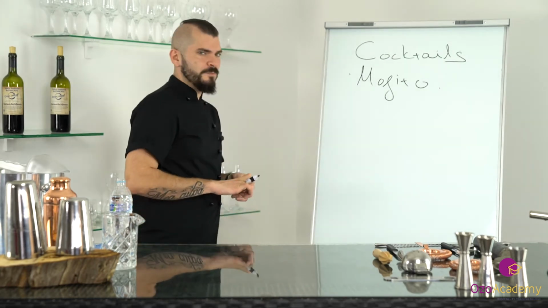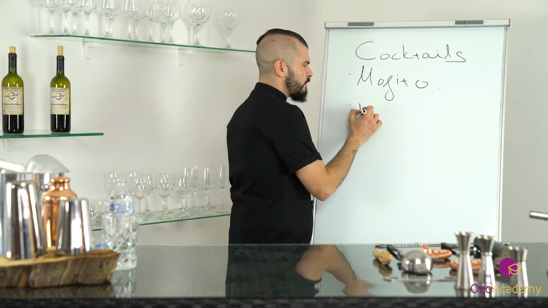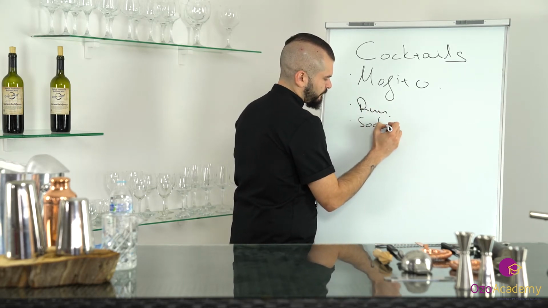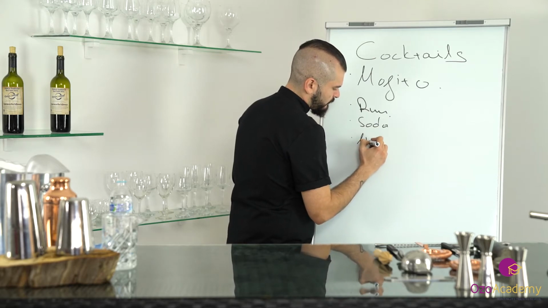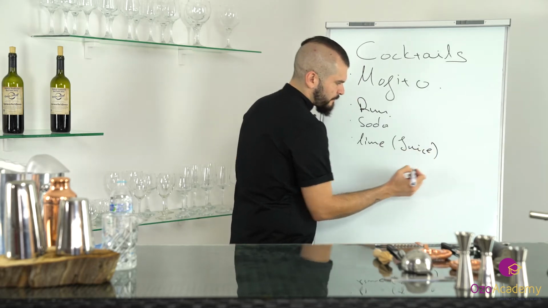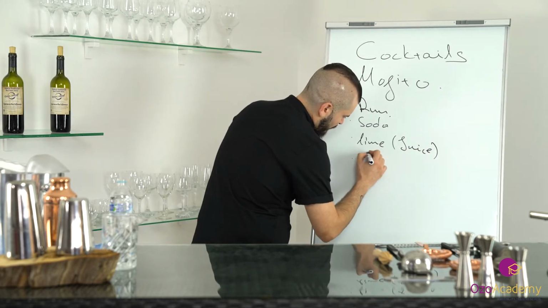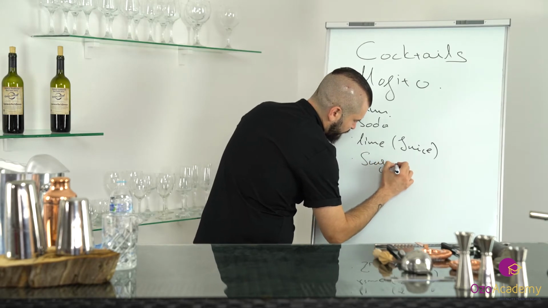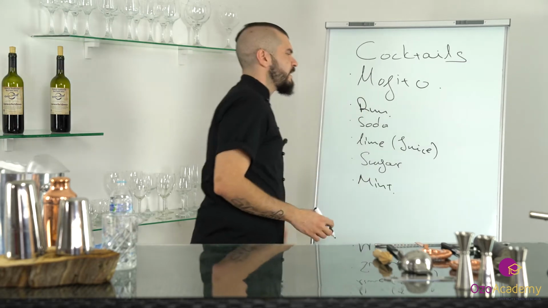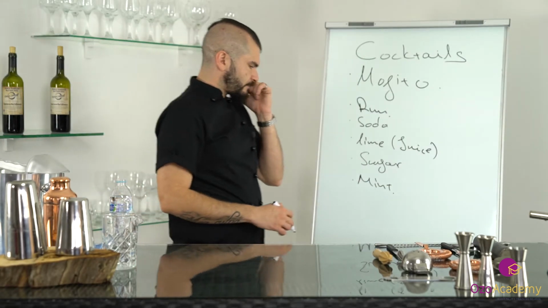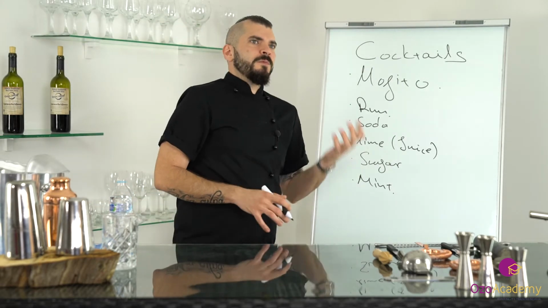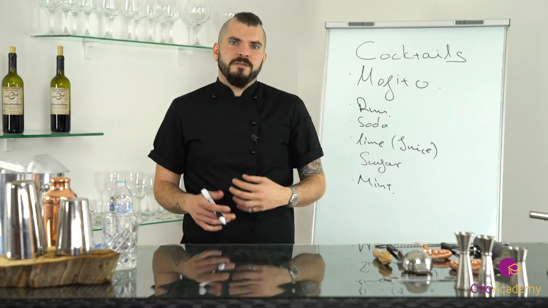Now, in mojito, the ingredients are rum, soda, lime. I'm gonna put here juice, and I explain why, and sugar, and of course, our mint. Okay, these are the ingredients in mojito. Now, again, there's no do's and don'ts. I'm going to tell you the way that I learned to make a mojito.